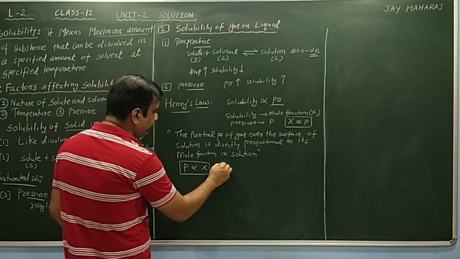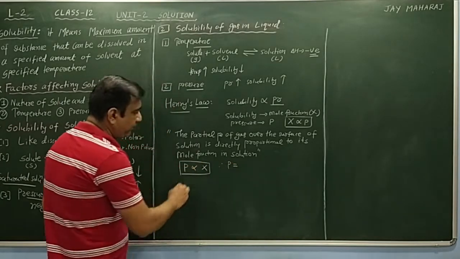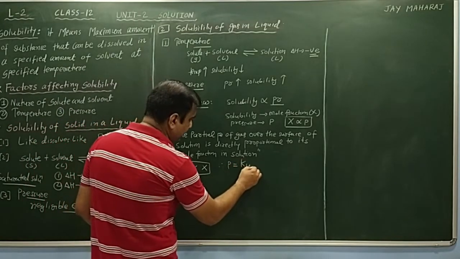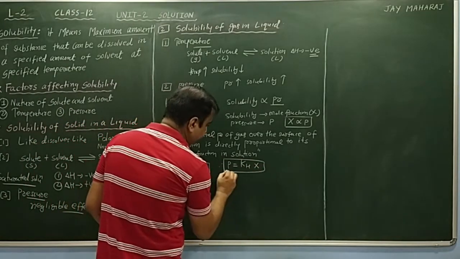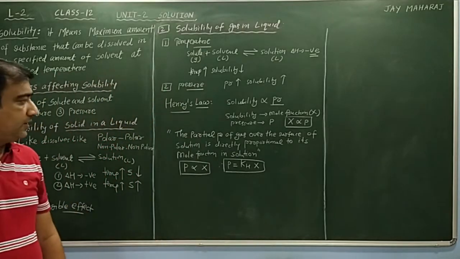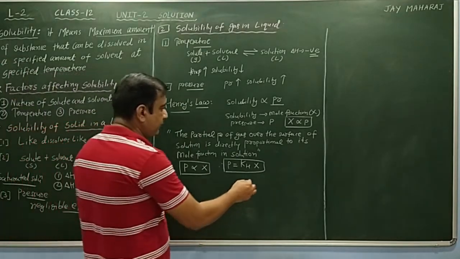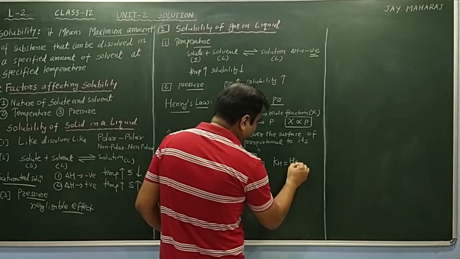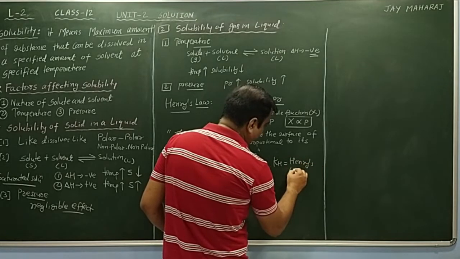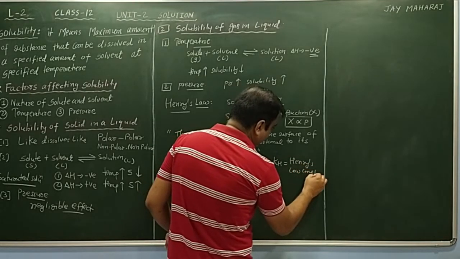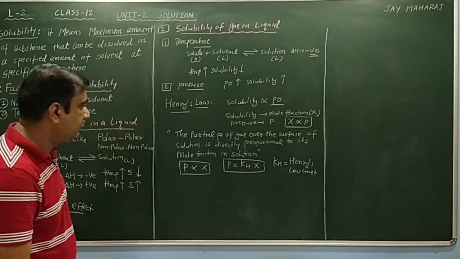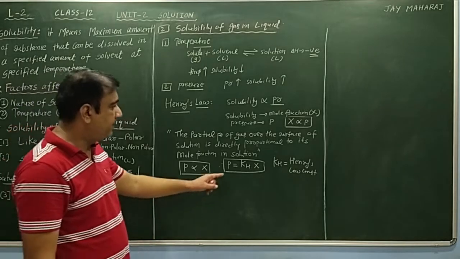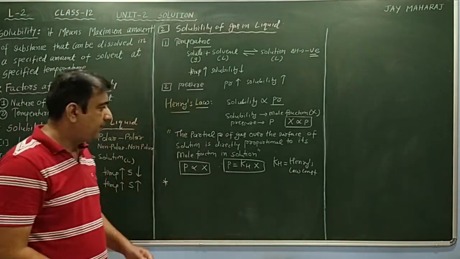Now we have to add the proportionality constant, that means P equals KH into X, where KH is known as Henry's law constant, otherwise Henry's constant. Now the dependency of KH and the value of KH.